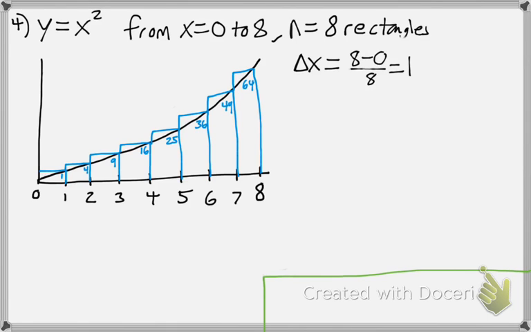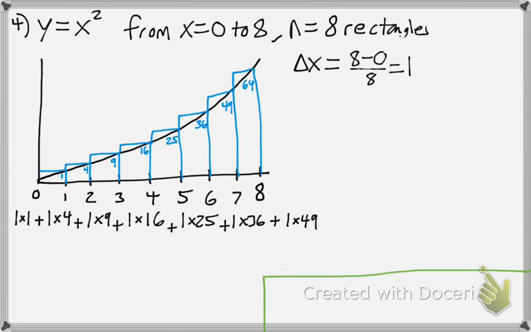So then I need to figure out the area of each of these rectangles and add that up. So I'm taking the width times the height. This will be 1 times 1 plus 1 times 4 plus 1 times 9, and you don't really need to show the 1 times because it's not changing anything. If you just want to add up the squares, you can. 1 times 36 plus 1 times 49 and 1 times 64.